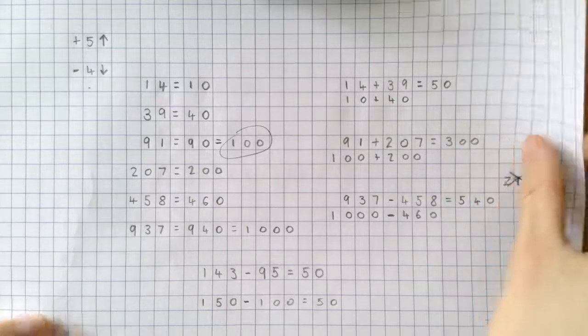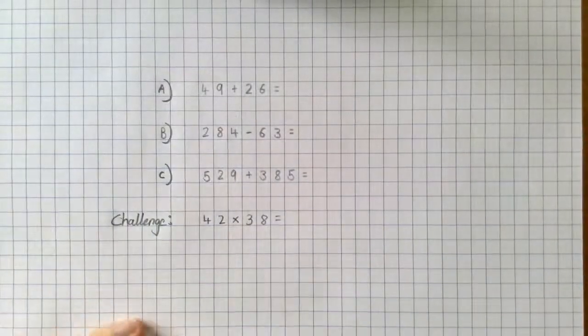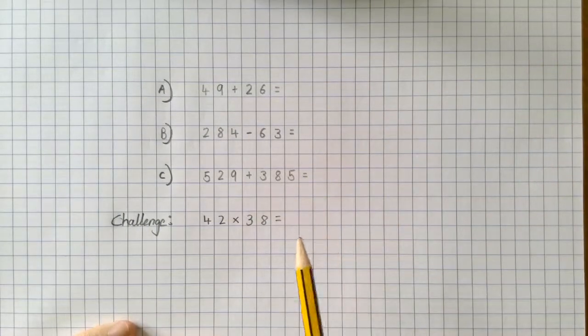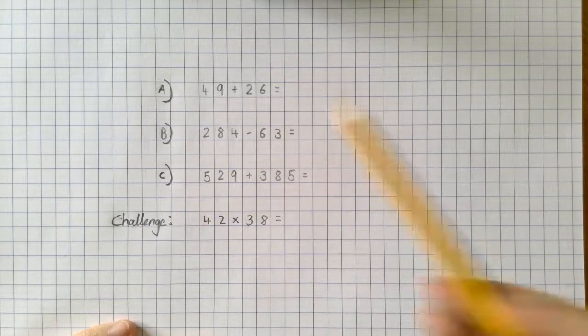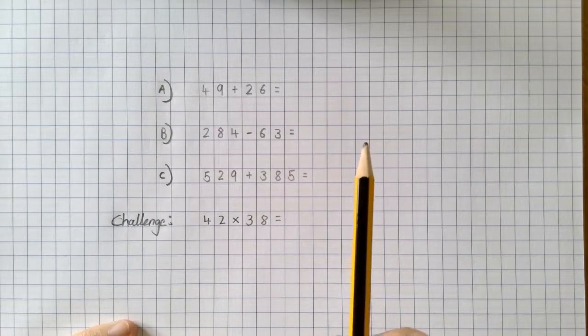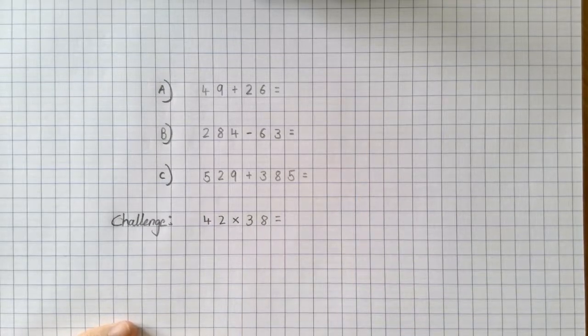What I'd like you to have a go at is, I've got 3 questions and a challenge. As I said previously, be really careful with the operation, they're not all the same. Round them to numbers that you feel comfortable with, they're near numbers, and you might not get the same as me, and that's fine, but it's your estimate. Have a go, and then we'll go through some answers.